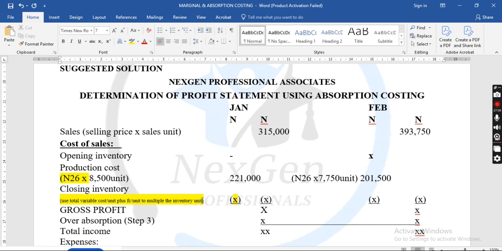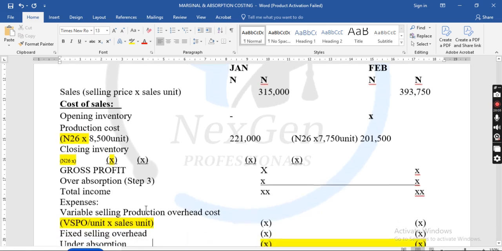So just give me the closing inventory unit for January. What is the closing inventory unit, class, based on the marginal costing that we did? We've done it before. 23 naira per unit. Closing inventory, the unit.